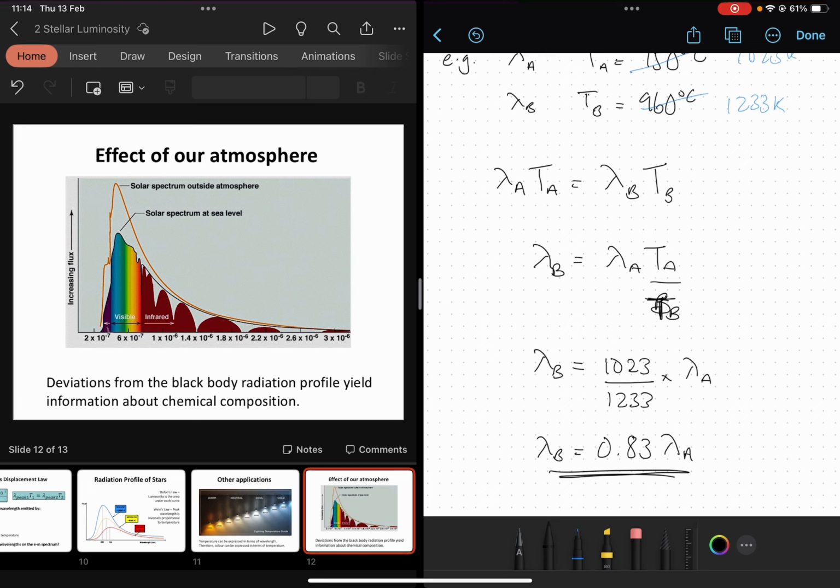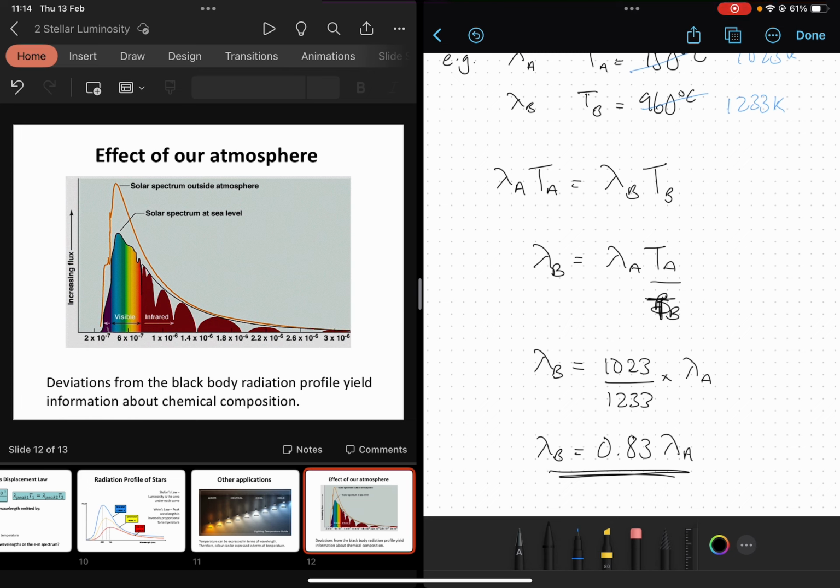I mentioned earlier that any deviation from that kind of perfect black body distribution tells us something about composition. So here is an example of the profile from our sun as measured at the top of our atmosphere and the surface of the Earth. If we have a look at the surface of the Earth profile, you notice that there's bits missing. There's quite a bit of deviation, isn't there, from that kind of perfect black body distribution. That's telling you something about the atmosphere.